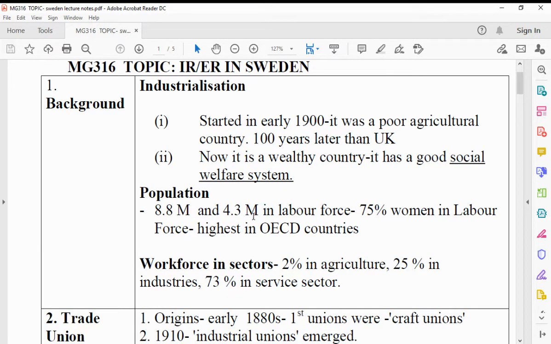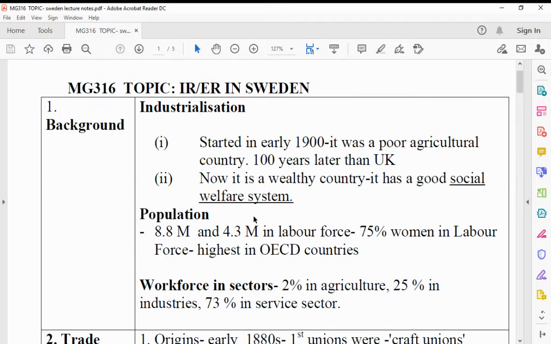All right. So population. What is the population? Their population was somewhere around 8.8 million, and that is an old figure. The current population in 2019 was somewhere around 10 million.